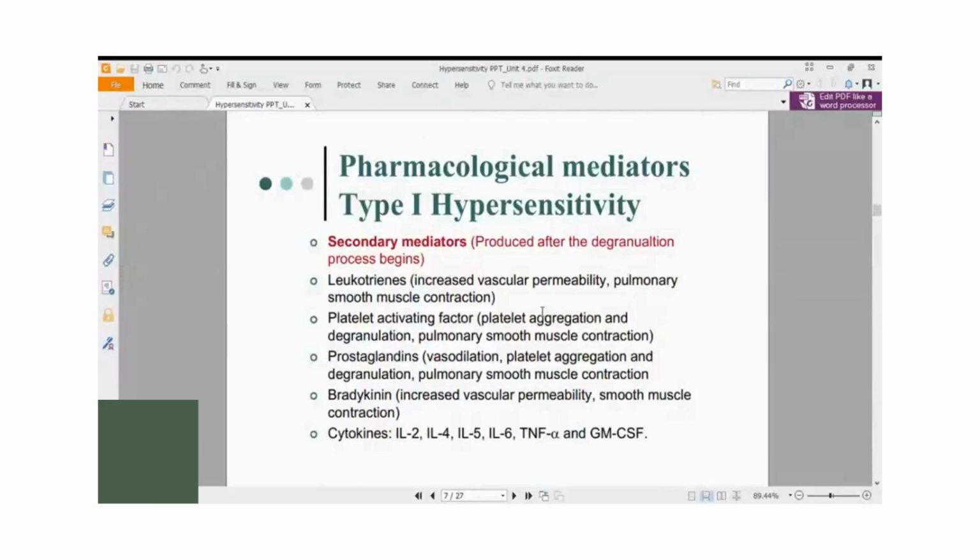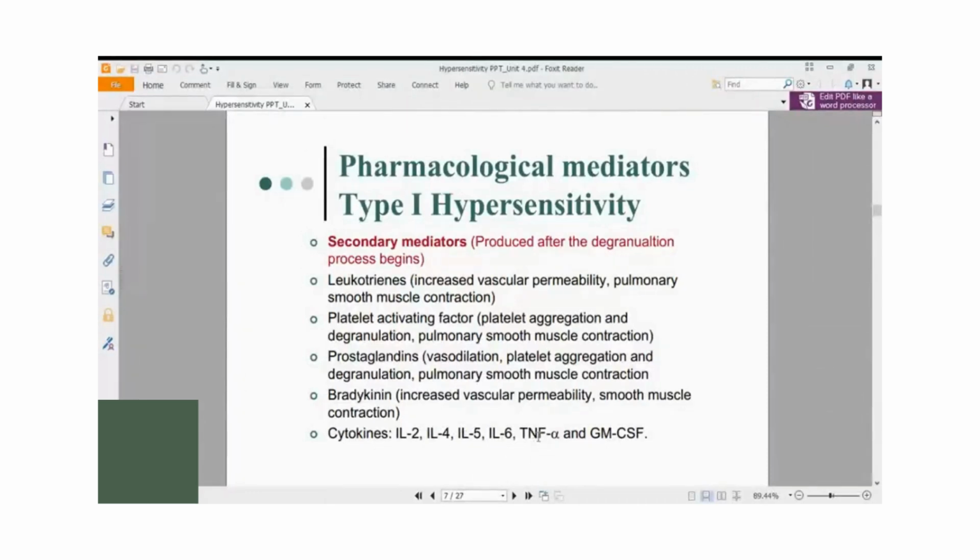Bradykinins cause increased vascular permeability and once again smooth muscle contraction. Then cytokines: IL-2, IL-4, IL-5, IL-6, and TNF alpha are one way or the other involved in triggering the inflammatory cells. You know that IL-4 and IL-6 are involved in B lymphocyte activation and secretion of more antibody. IL-2 is involved in T cell activation and secretion of more cytokines by the T cells, and those cytokines will be involved in the inflammatory reaction, that is interferon gamma and TGF beta.